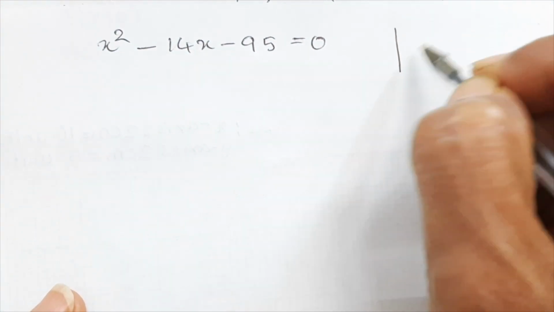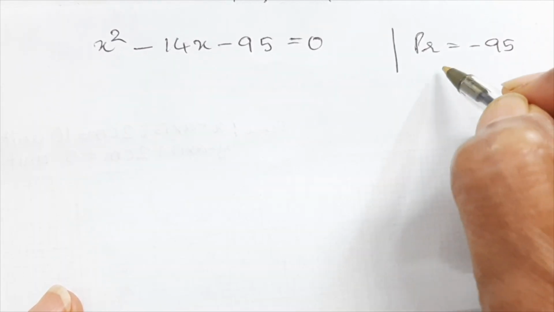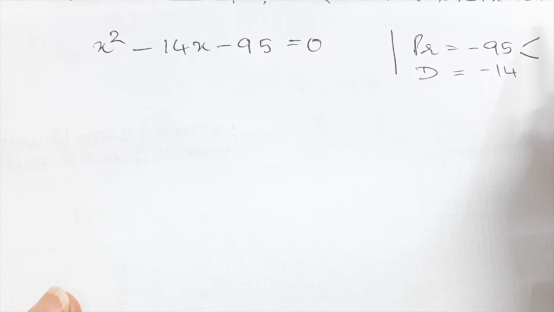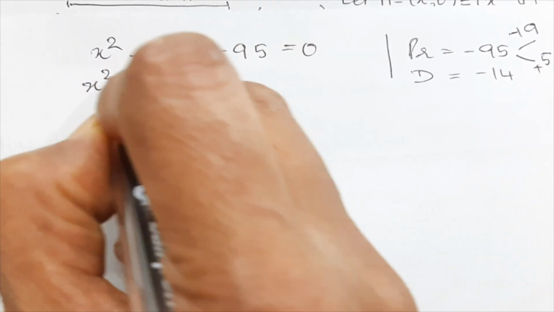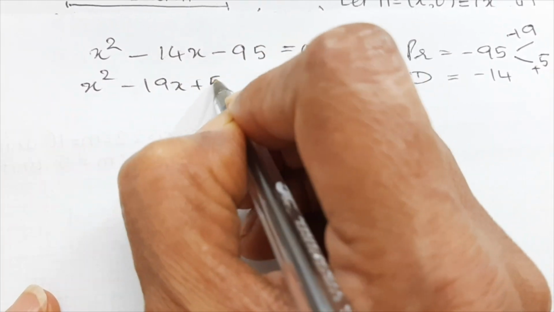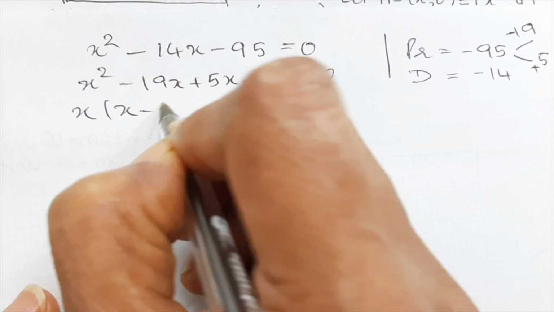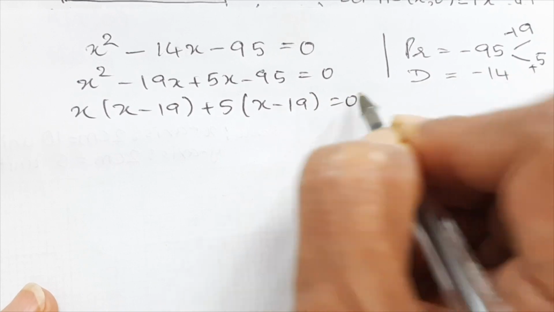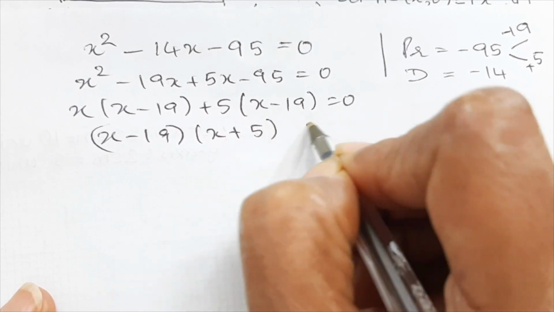So we will now write our product is going to be 1 into minus 95, that is minus 95, and we will have difference equal to minus 14. The factors of 95 will be 19, 5's 95. So minus 19 and plus 5. Okay. So x squared minus 19x plus 5x minus 95 equal to 0. So x into x minus 19 plus 5 into x minus 19 equal to 0. So x minus 19 into x plus 5 equal to 0.